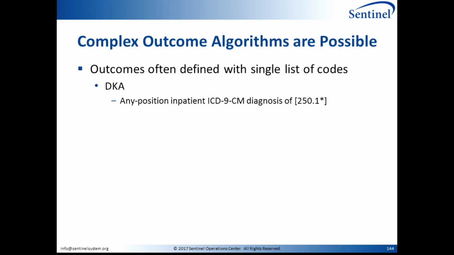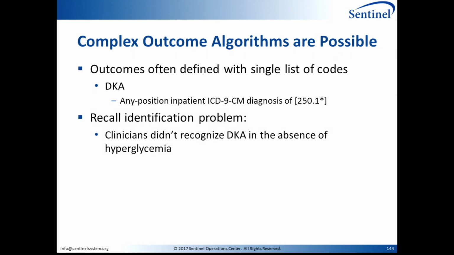But what we might want to do is refine that definition by adding more criteria to it. What that's going to do is likely increase your positive predictive value, because now you're going to look for a code plus certain other criteria. But it's also going to reduce your sensitivity. So you have trade-offs there when you're thinking about how to define your outcome.